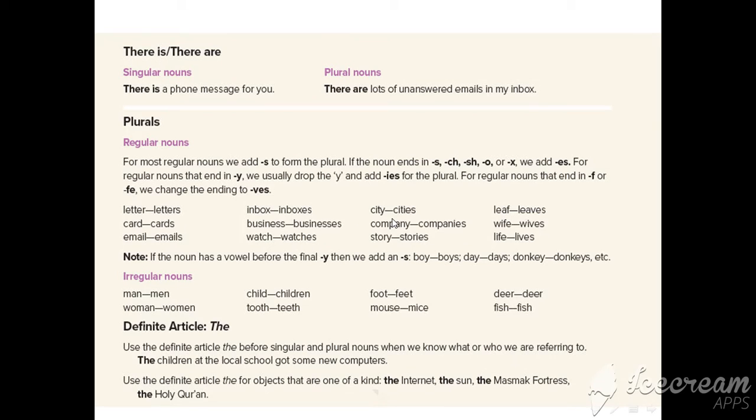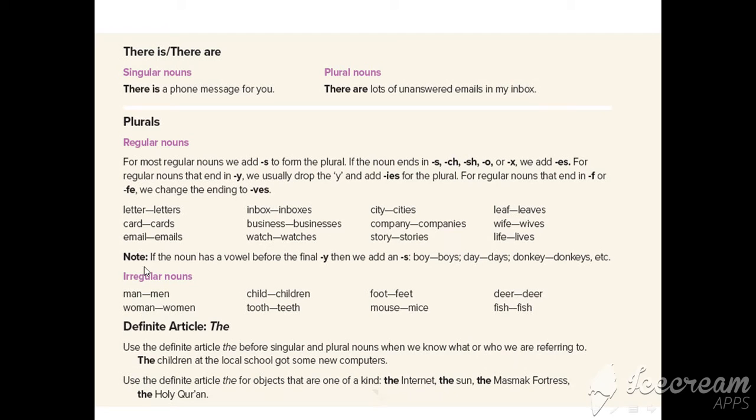Okay. What about city? Ends with y, company, ends with y, story. All of them ending in letter y. So we'll delete this letter and change it to ies. City, cities, company, companies, story, stories. What about the last part, leaf, wife, life, ending in f or fe? So we'll change it to ves. Leaf, leaves, wife, wives, life, lives, right?